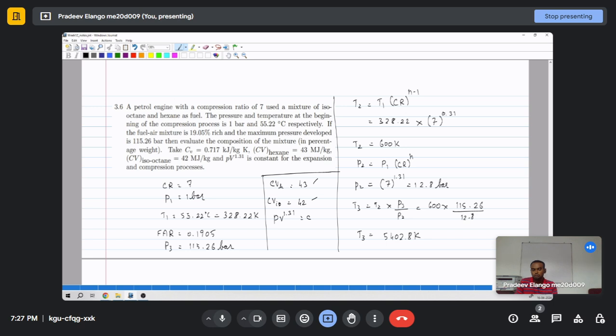Okay, so it could be the case that the fuel air mixture given as 19.05% is rich. So it might be more than stoichiometric; compared to stoichiometric, it has 19% more fuel. So then we need to calculate the stoichiometric air fuel ratio and then determine this. So anyways, this can be calculated that way.